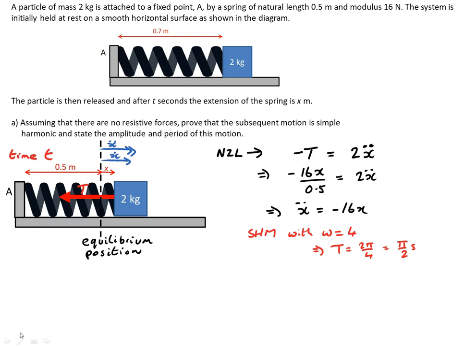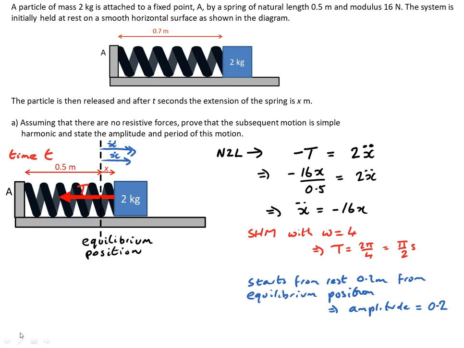The amplitude of the motion, well, the motion is starting from a position when the object is at rest and the extension of the spring is 0.2 meters, so the amplitude of the motion is 0.2 meters.